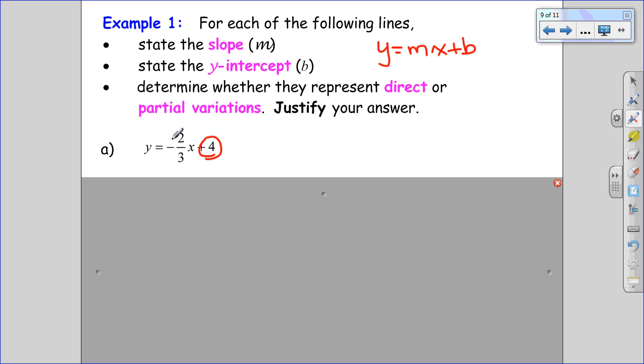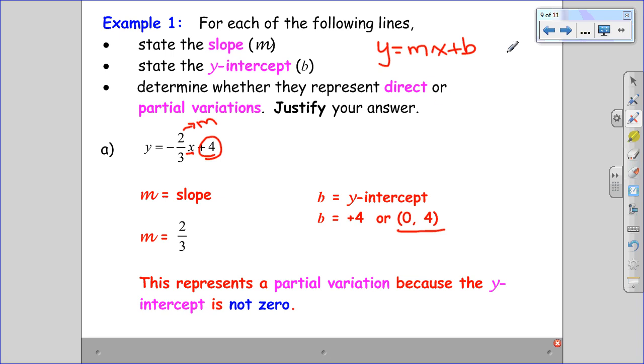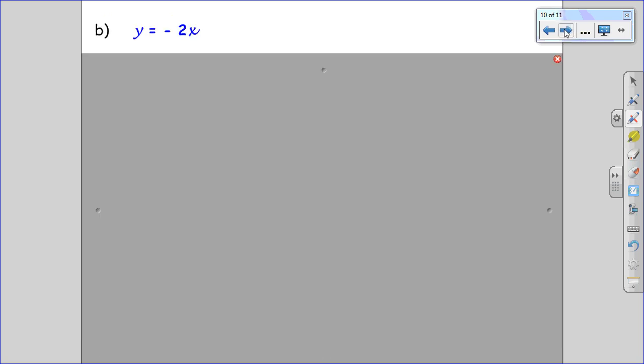And it's pretty straightforward. The slope is the number in front of x, so I need to find my x and look in front. So the slope is negative 2 over 3, and the y-intercept is what follows x, so the plus 4. So the y-intercept is positive 4, which can also be written as an ordered pair (0, 4), because remember, the y-intercept occurs when x is 0. And it's a partial variation because the y-intercept isn't 0.